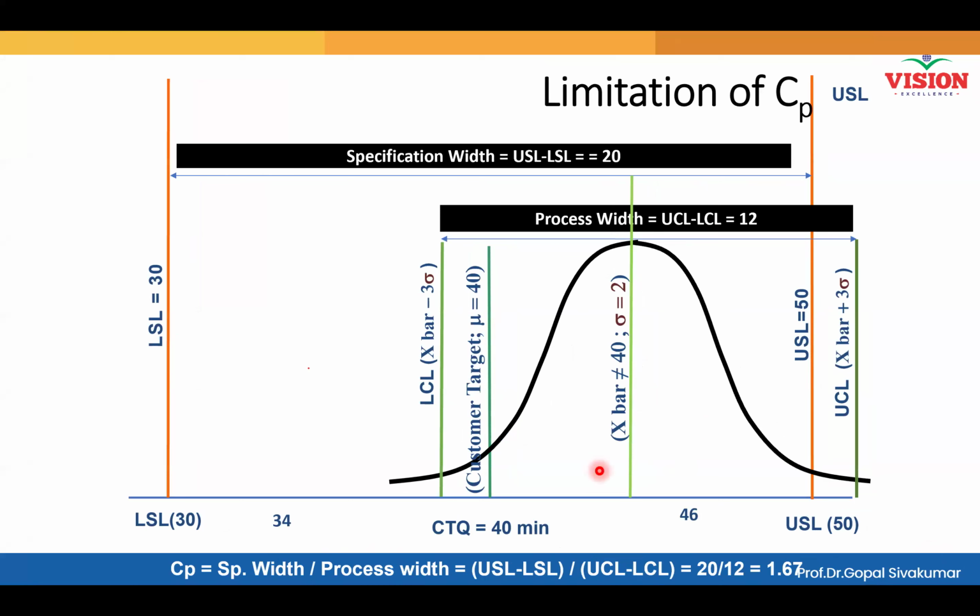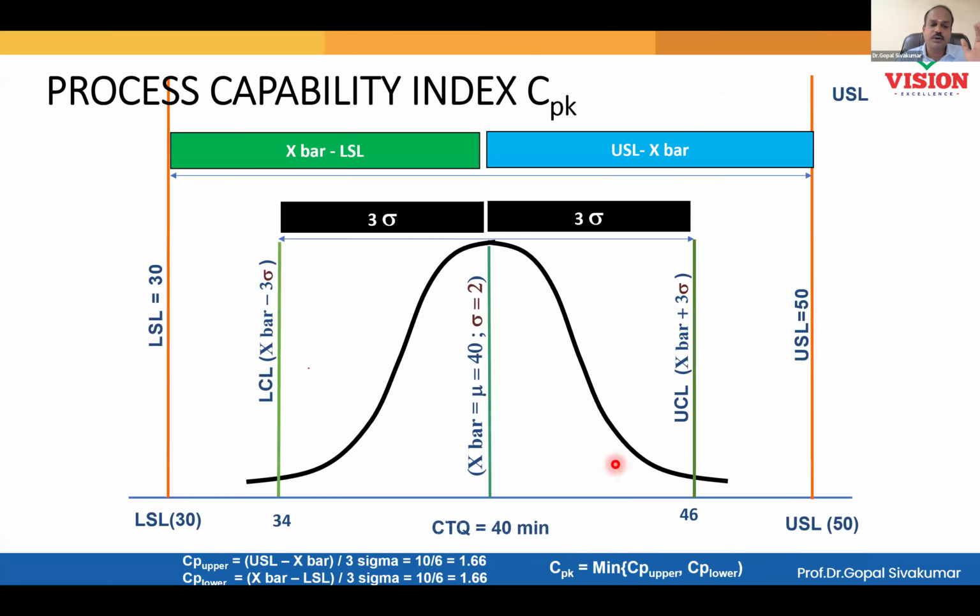Cp is potential because it can only compare the size of the process and the size of the tolerance. It compares the car size and the parking area size. It doesn't check the driving capability. How can we check driving capability? By looking at process average. But in the formula of Cp, there is no average used. That is the drawback with Cp. So to overcome that, we introduce Cpk.